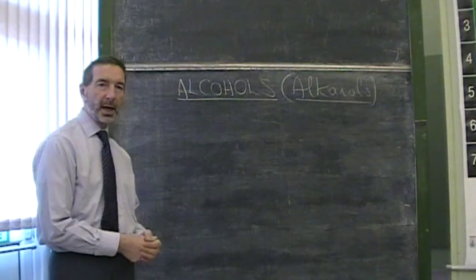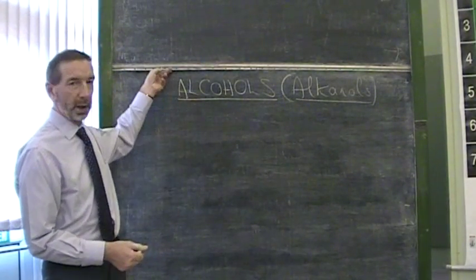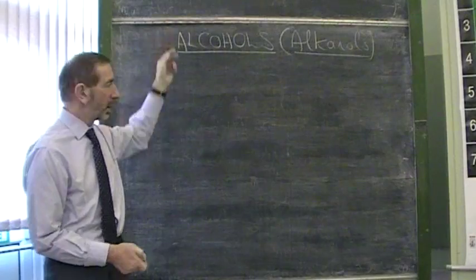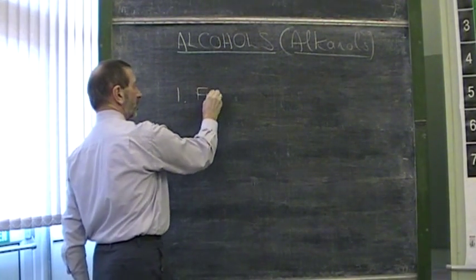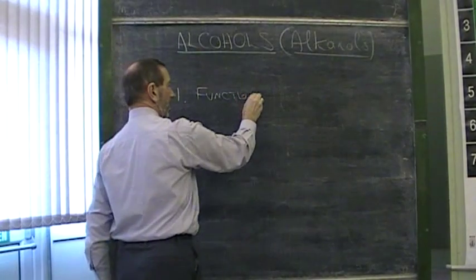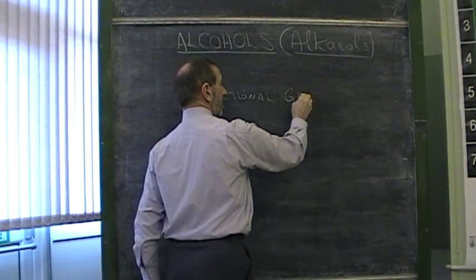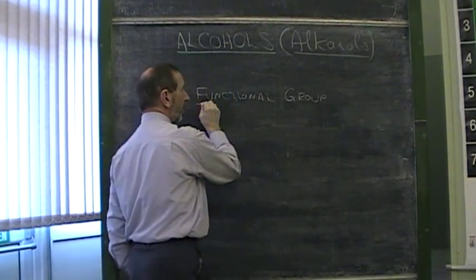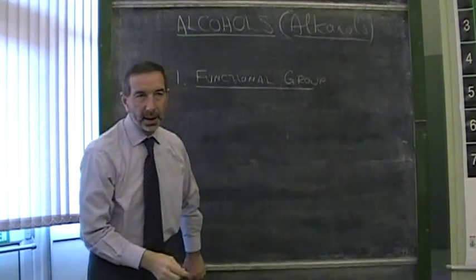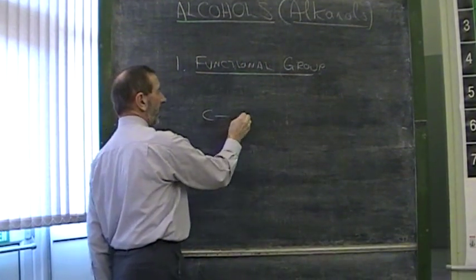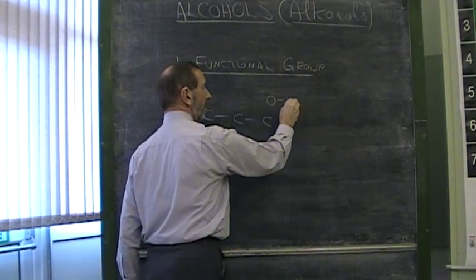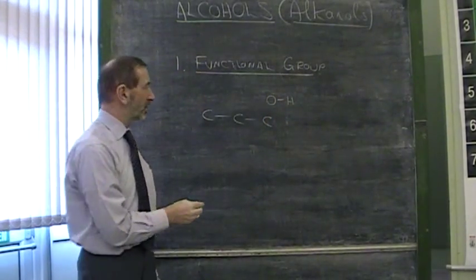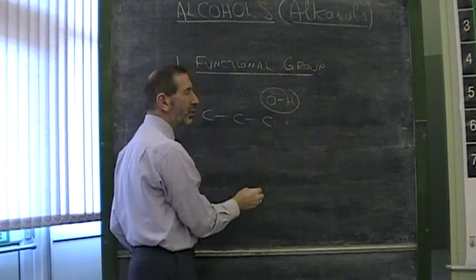Let's have a look at the chemistry of alcohols. Now, what is an alcohol? The answer, of course, is it has a particular functional group. A functional group is what gives the molecule its character. And in the case of alcohols, we're looking at a carbon chain with this functional group attached, the OH group, the hydroxyl group.